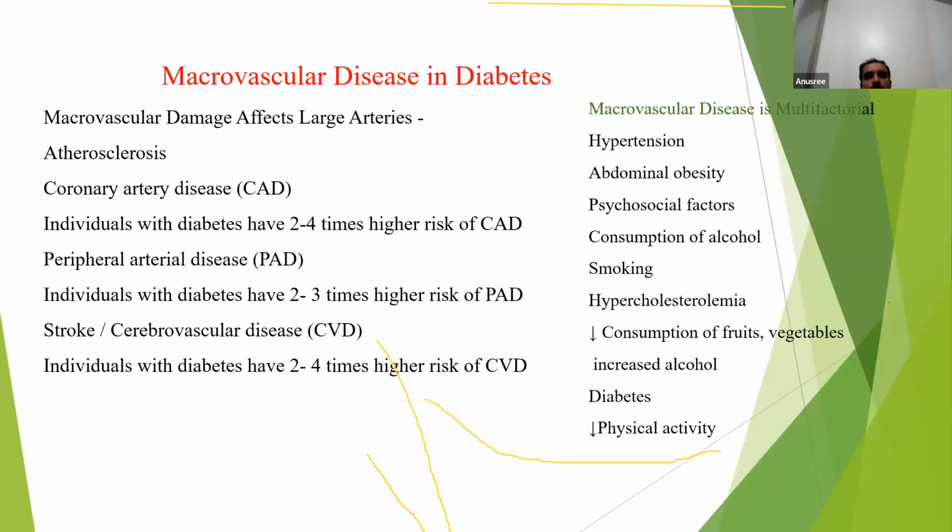Coming to the macrovascular diseases in diabetes, macrovascular diseases affect large arteries, commonly coronary arteries, peripheral artery disease, and stroke. All these have a 2 to 4 times higher risk when compared to the general population. It is multifactorial. We have to control hypertension, control obesity, control psychological stress, stop alcohol consumption, ensure smoking cessation, control cholesterol level, advocate increased consumption of fruits and vegetables, control diabetes, and encourage good physical activity to prevent this.